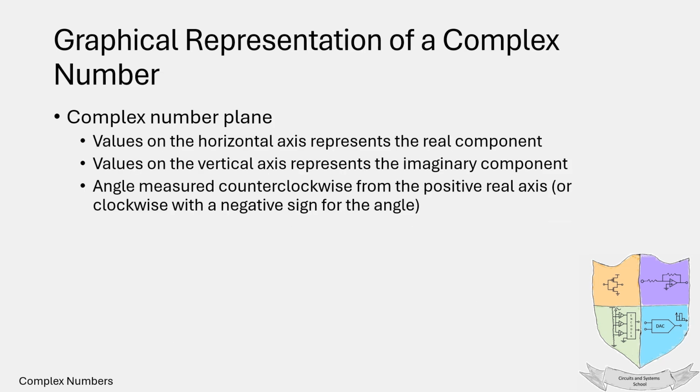A complex number can be represented graphically on what is called a complex number plane, in which the horizontal axis represents the real values and the vertical axis represents values of the imaginary component of a complex number. The angle is measured counterclockwise from the positive real axis. Alternatively, the angle can be measured clockwise from the positive real axis but with a negative sign for the angle.